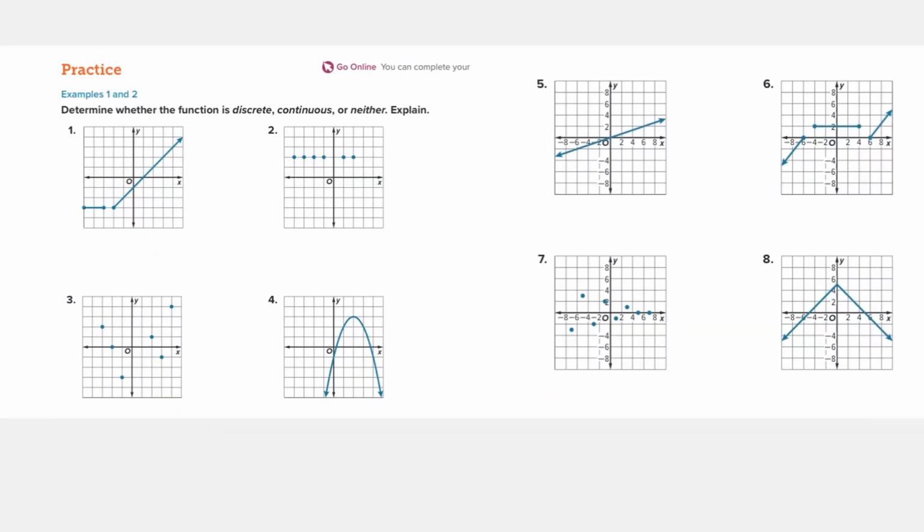Now here you need to say whether the function is discrete, continuous, or neither. So let's look at question 2 first. Here you see different points. When the graph has different points which are not joined, which are not connected, it is a discrete graph. So this is a discrete graph. Look at this one. It has no breaks. It is a continuous graph without any gaps in between. So it is a continuous graph.